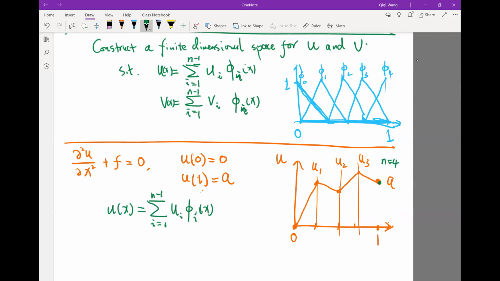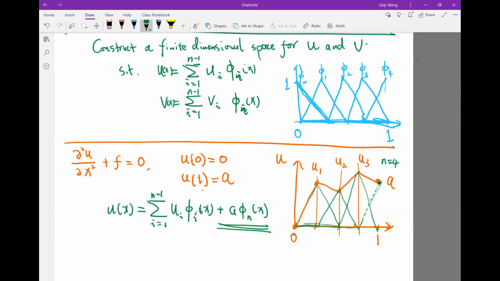The last value a, when multiplied with the last basis function, gives a function like this. Together with u1 times phi1, which gives this function, u2 times phi2, which gives this function, and u3 times phi3, which gives this function, if you add all these functions together, you get the red line, which is the function u. So I have to add another term, a times phi_n of x. This term is the new term in our representation of u because of the boundary condition.